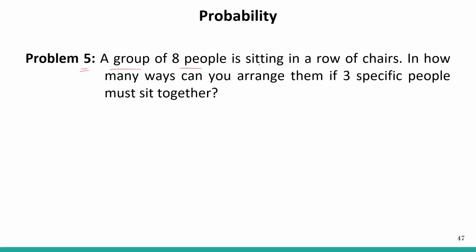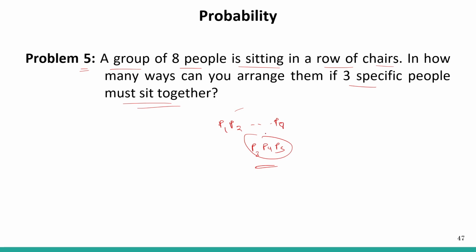So let's see problem number 5. A group of 8 people is sitting in a row of chairs. In how many ways can you arrange them if 3 specific people must sit together? Let's denote these 8 people as P1, P2, up to P8. They are sitting in a row of chairs. So let's say P3, P4 and P5 sit together. They never go anywhere else.